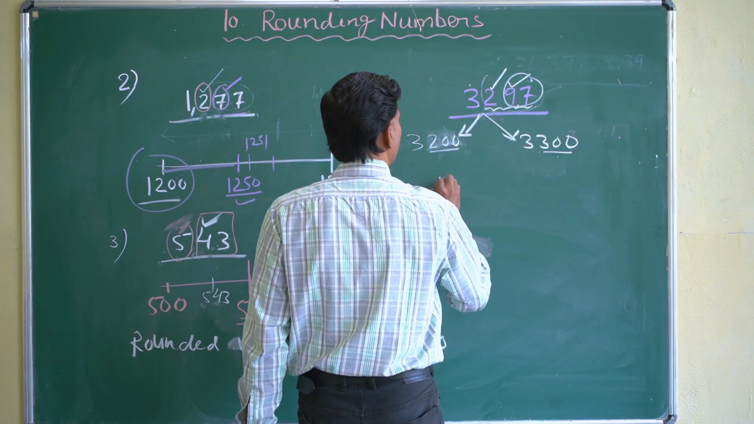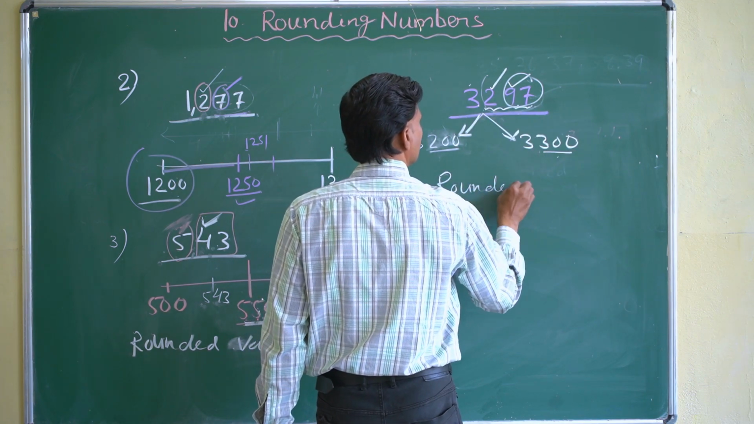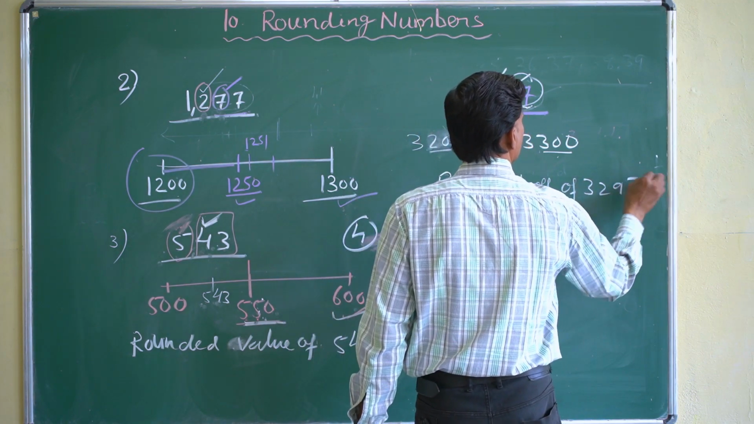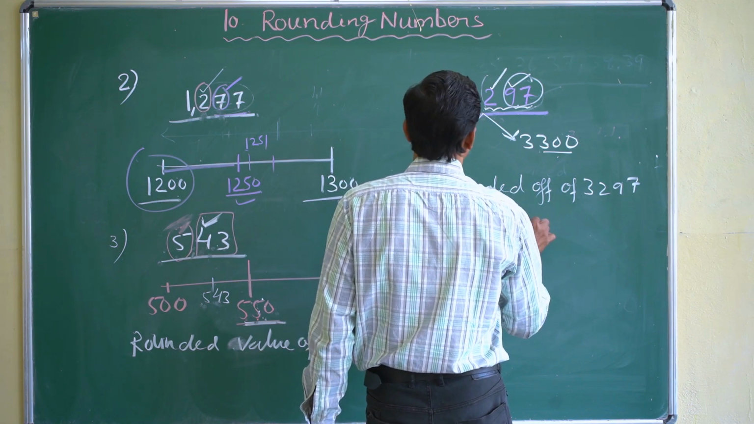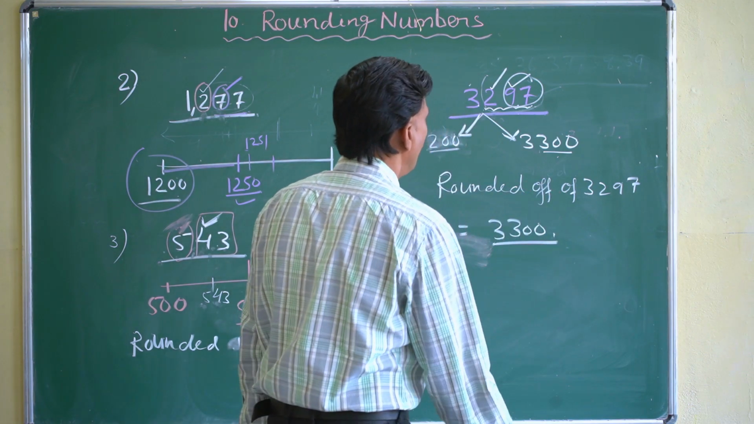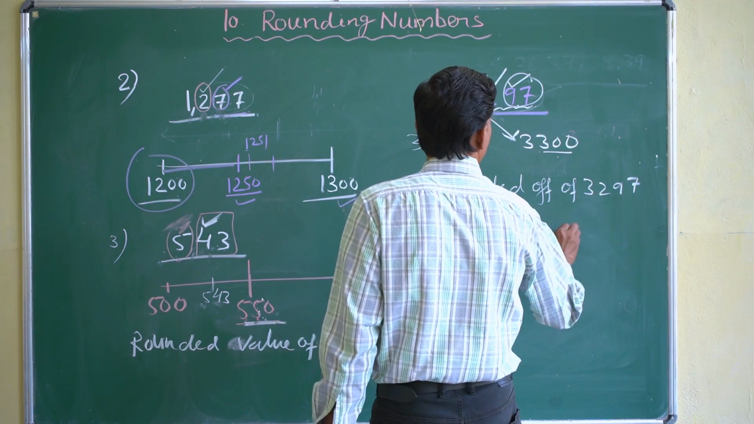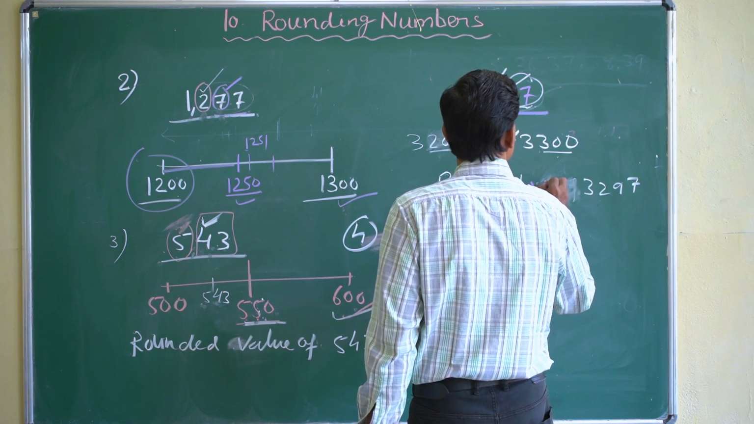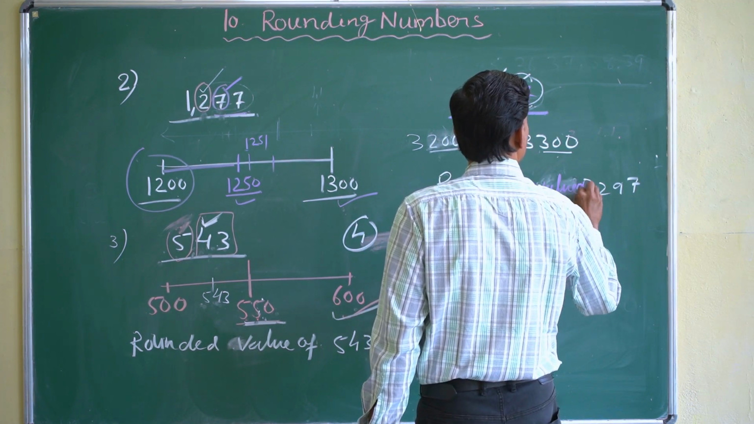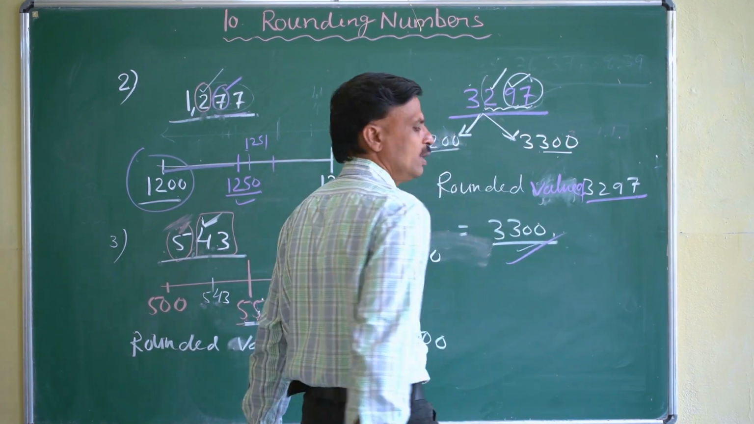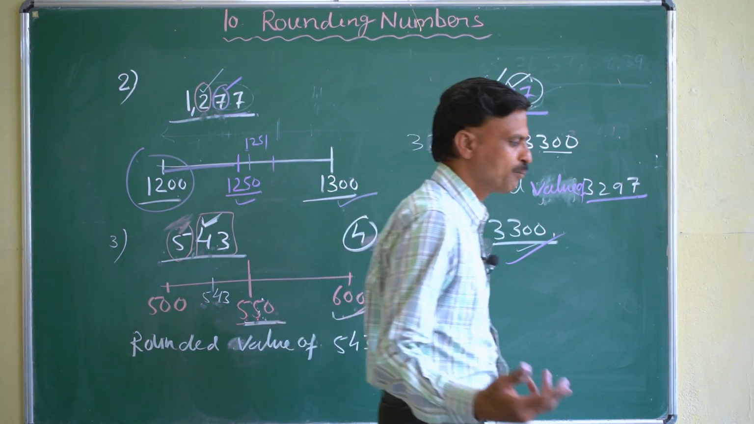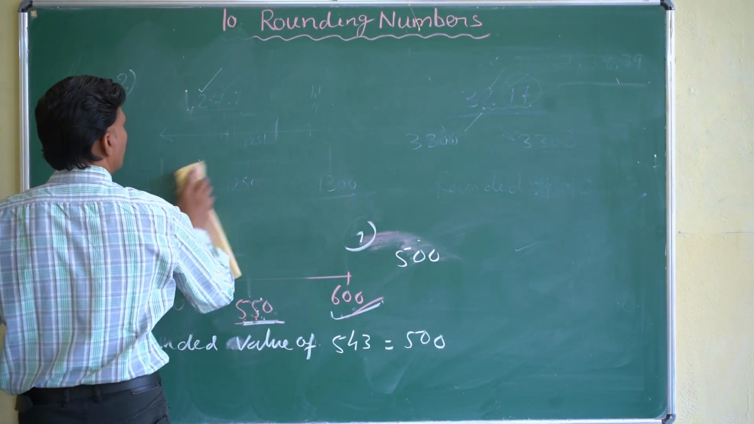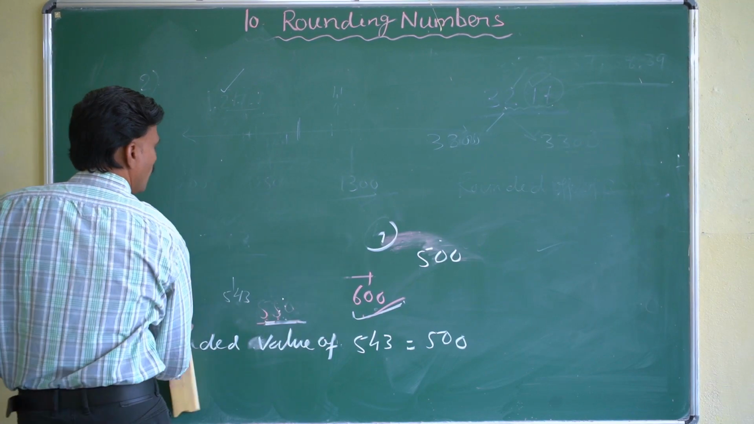So the round off is equal to 3300. You can write the rounded value of this as 3300. Got it? So like this we will solve. I think you have understood now how we round off the values near to 100.